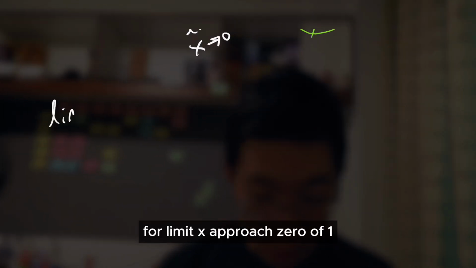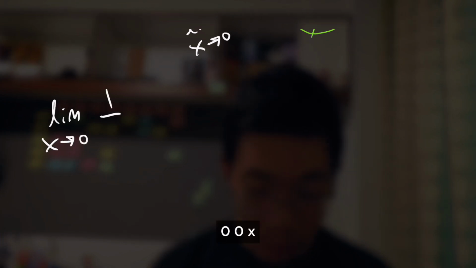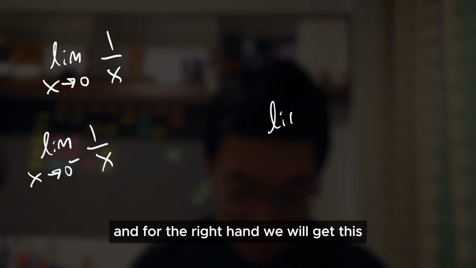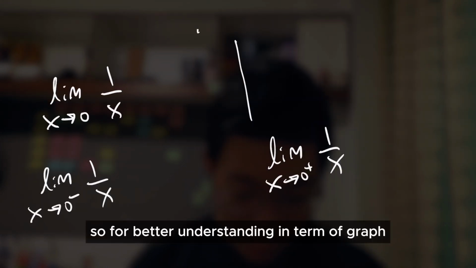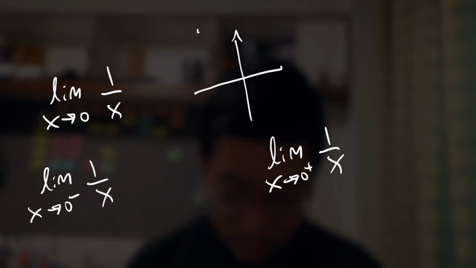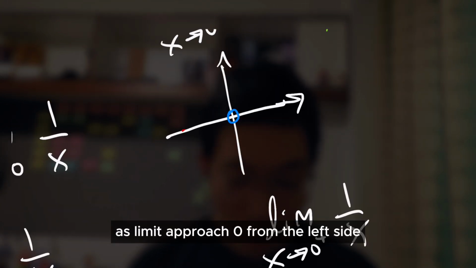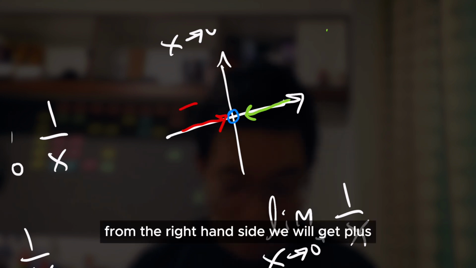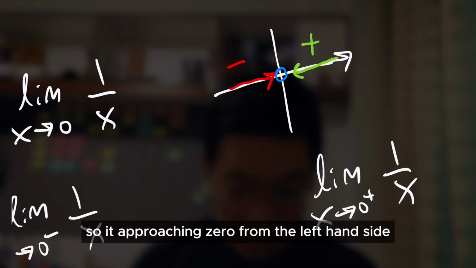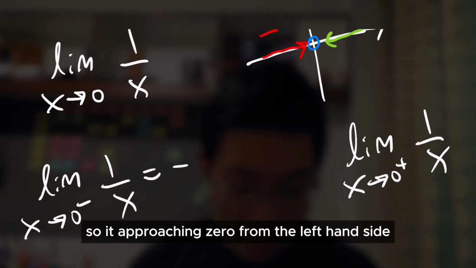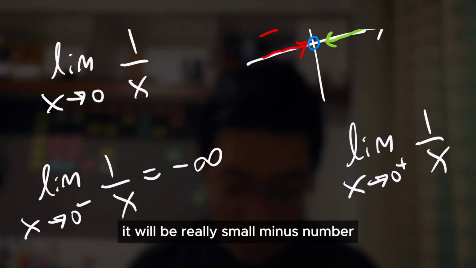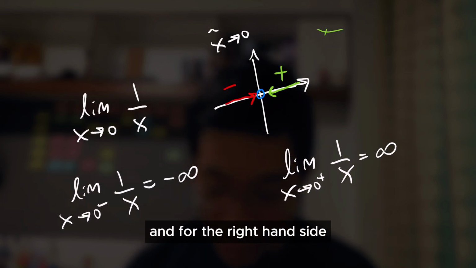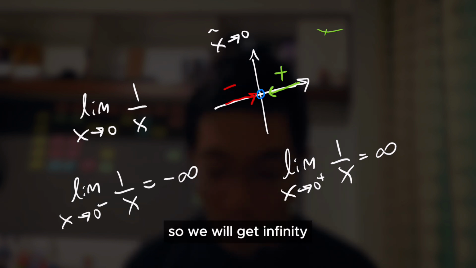For limit x approaches 0 of 1 over x, we can see from two sides. For the left hand, we will get this. And for the right hand, we will get this. So for better understanding in terms of graph, as x approaches 0 from the left side, we will get minus. And for x approaching 0 from the right hand side, we will get plus. So x approaching 0 from the left hand side, x will be a very small negative number, so we will get minus infinity. And for the right hand side, x will be a positive small number, so we will get infinity.